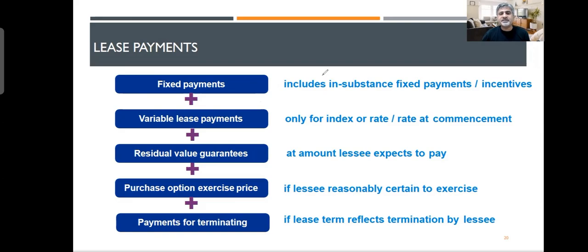Then you might have residual value guarantees, the amount the lessee expects to pay, which I said you have to pay at the end of the lease contract. Remember I said that in the last year you have to pay 200, whatever. That also goes into your asset. And then the purchase option exercise price. You usually wouldn't see this in SEC exams, it's a little more detailed. If the lessee is reasonably certain to exercise, which means that at the end of the lease period you have a right to buy the asset at a certain price, that also can come into it.